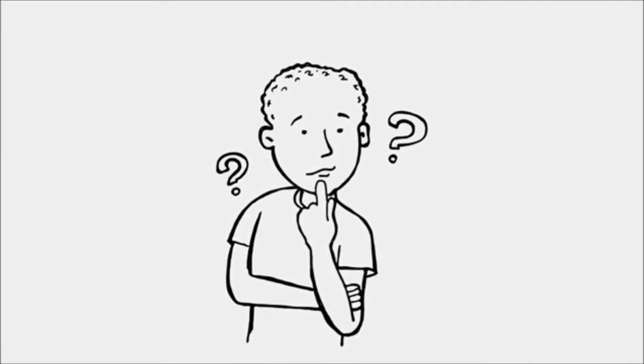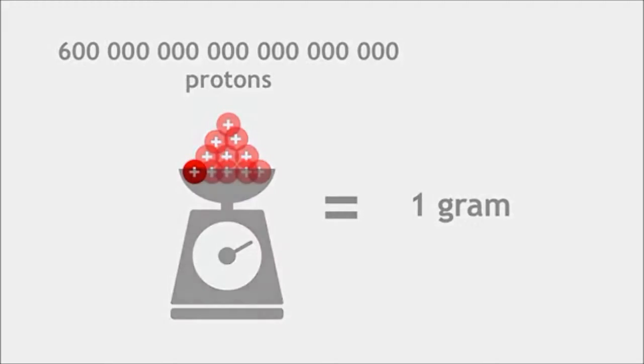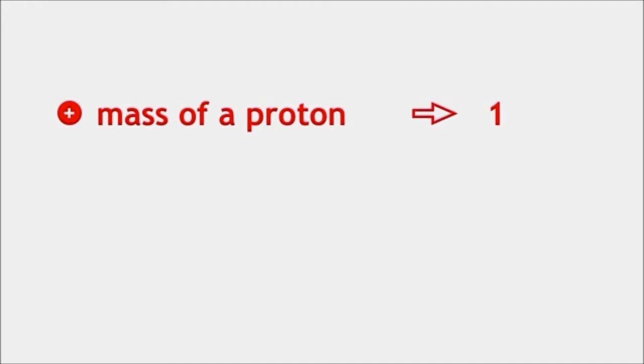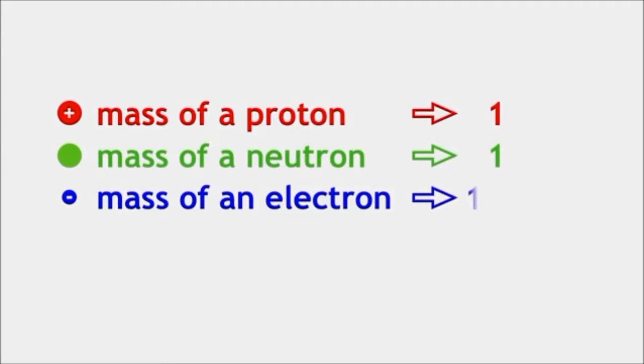Now if we think about the minuscule scale that we're talking about, the constituents of an atom must have a minuscule scale to match. If we were to weigh protons, we would need 600 sextillion to just weigh 1 gram. So 1 proton would have a very, very small mass, and the same is true for neutrons and electrons. This is why we weigh them in relation to each other. We assign the mass of a proton as 1. The neutron has a similar mass to protons and is also given the mass of 1. The electron, however, is much lighter and has a mass of 1/1840.